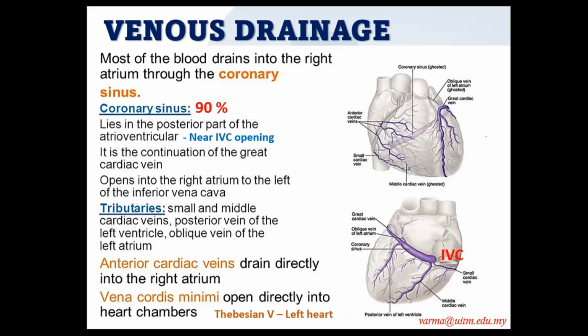Then you have to mention this part. Your Thebesian veins are draining directly into your left heart. So why the importance of Thebesian veins? This is the shunt. Whatever is draining directly into your left heart is bringing deoxygenated blood, which is going to mix with the oxygenated blood coming from your pulmonary vein and entering the left side of the heart. So that's why this is important.